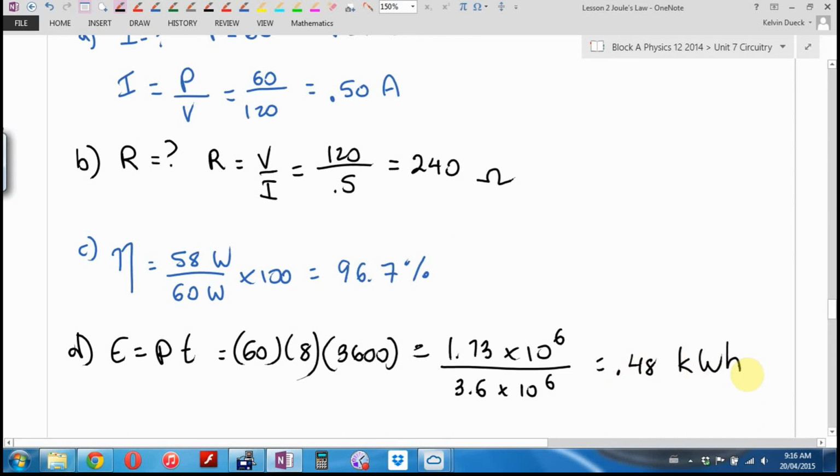And again, let me emphasize, although kilowatt hours does have the word watt in it, it's not a measure of power. It's actually power times time. It's a measure of energy. It's the industry standard. Joules is the science standard. Kilowatt hours is the industry standard.